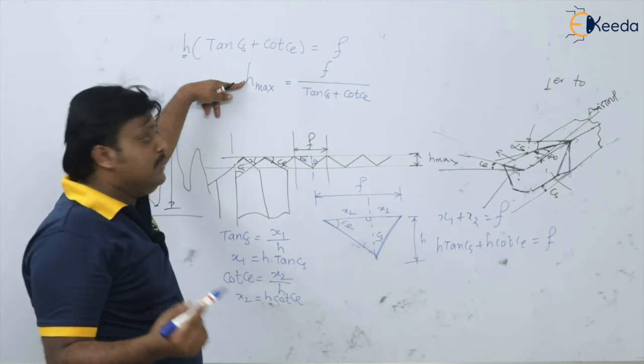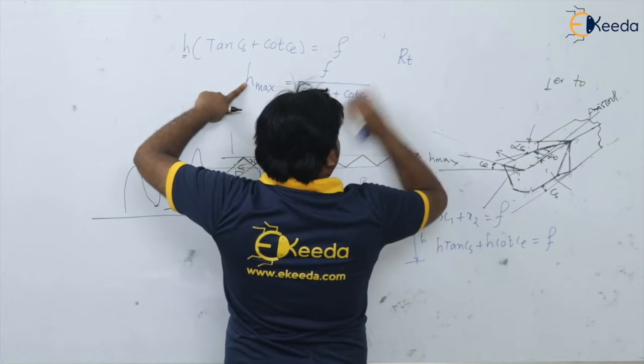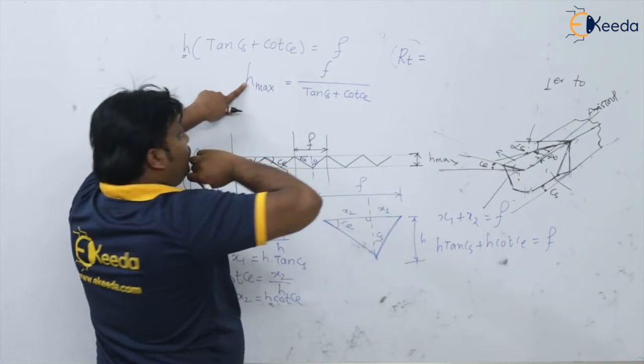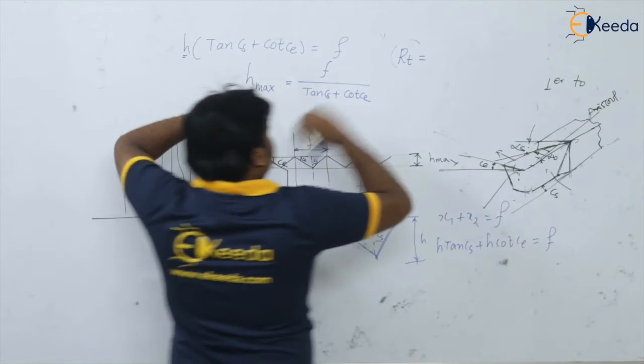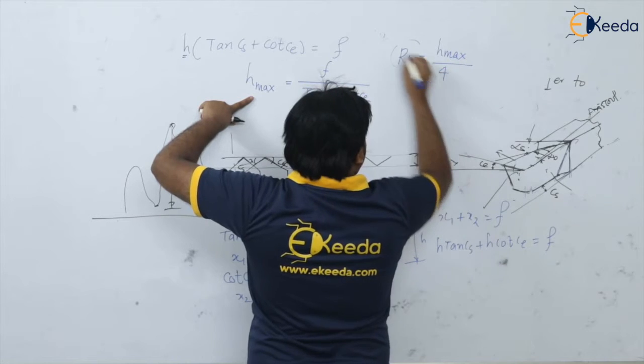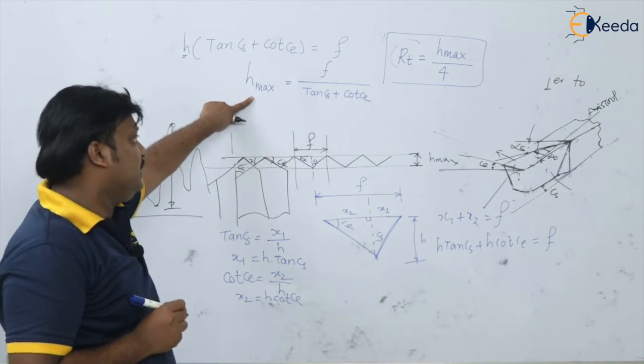In surface finish measurement, we get the Ra, Rz and Rt values. Out of these three, we are getting the Rt value, that is the maximum peak to valley distance, which is H max divided by 4. Please remember, it is in microns. So this is the produced surface finish.